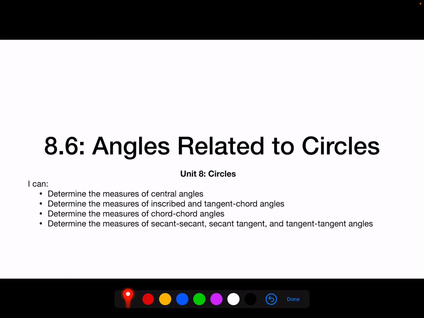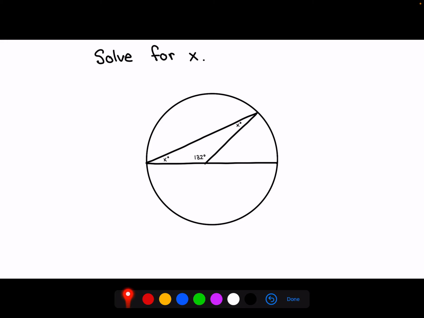So to get started, we're going to go ahead and do a little bit of a practice problem, and we're going to use a specific theorem for this practice problem. We're going to see this theorem once again as we go ahead and prove what we're going to be doing today. So our first problem is we're going to solve for x.